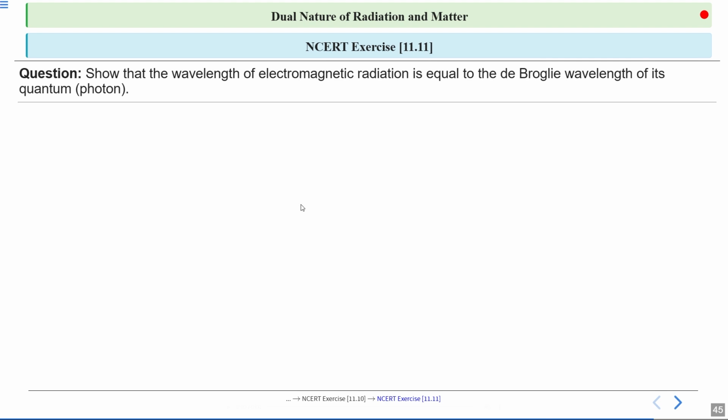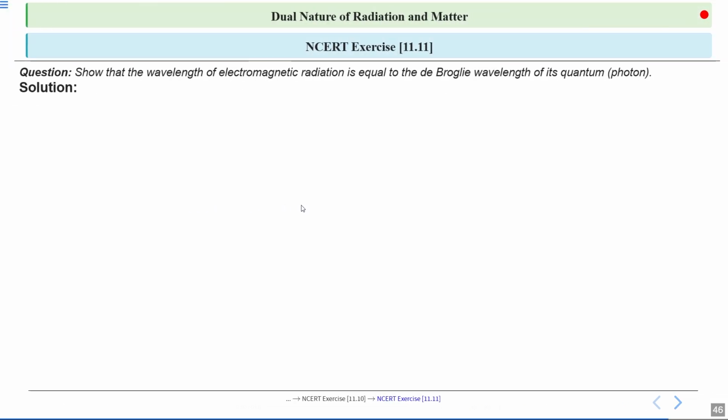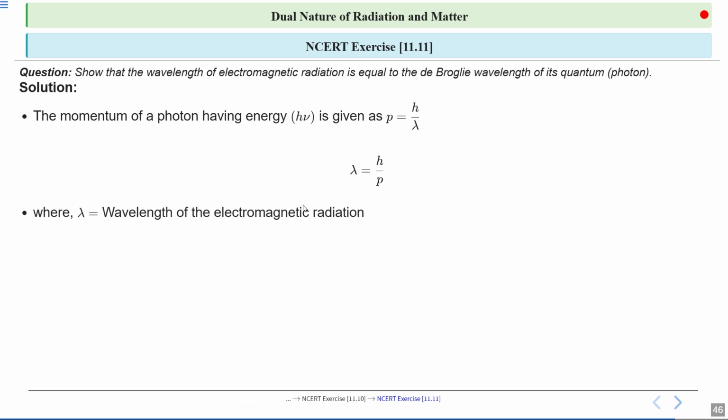Show that the wavelength of electromagnetic radiation is equal to the de Broglie wavelength of its quantum. Let's see the solution. The momentum of a photon having energy h nu is given as p equal to h by lambda. So lambda equal to h by p, where lambda is wavelength of the electromagnetic radiation, c is the speed of light, h is Planck's constant.